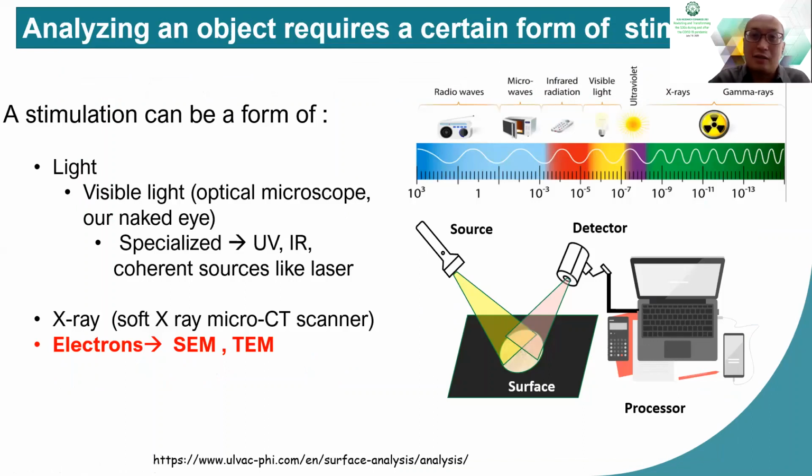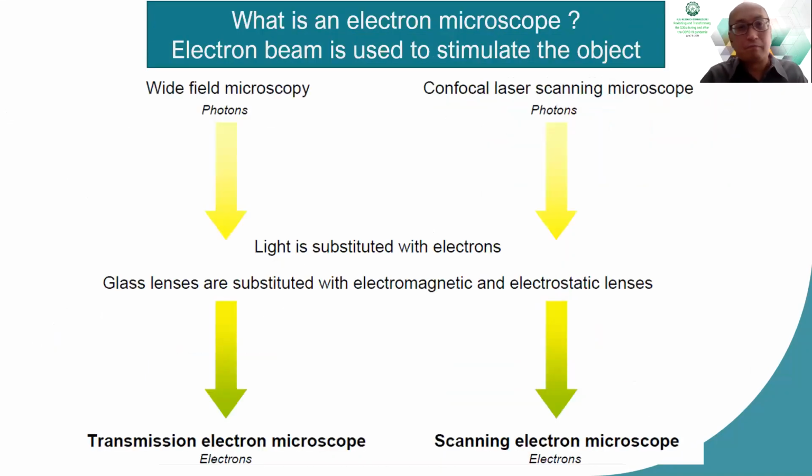Analyzing an object requires a certain form of stimulation. This stimulation can be a form of electromagnetic radiation. This is visible light. It can be optical, UV, IR, coherent sources like lasers, and even X-rays in some applications, if you want to do X-ray microscopy, and finally, electrons. So what is an electron microscope?